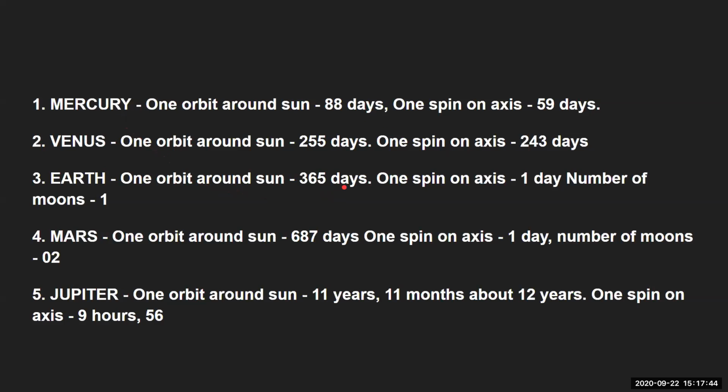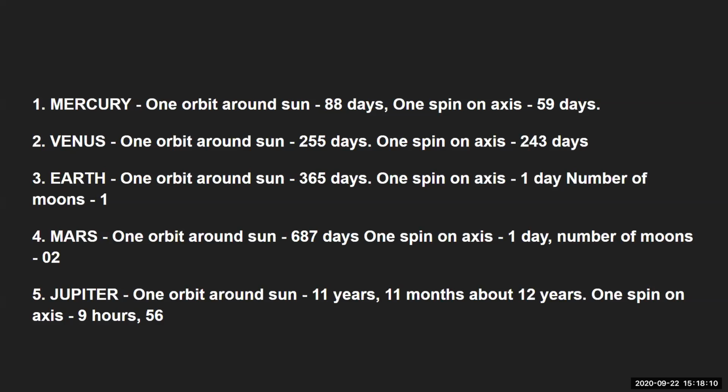Earth, as we know, takes 365 days for a year, and it's also considered a leap year. So let me tell you how we consider a leap year. Actually, our Earth doesn't take exactly 365 days to complete 1 year. Our Earth takes 365 days and 6 hours.